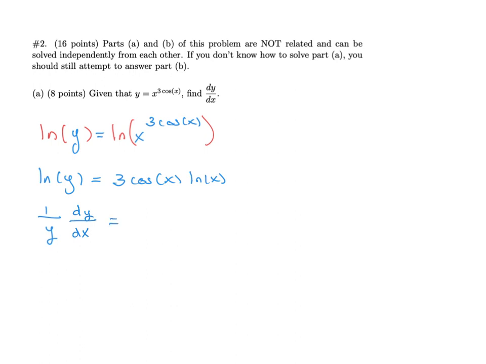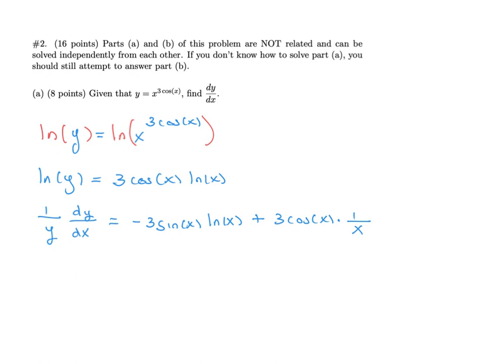On the other side, when we differentiate with respect to x, we have to use the product rule. Now that says we take the derivative of the first, which is minus 3 sine x, and we multiply it by the second. We then add on, we leave the first alone, and then take the derivative of the second, which is 1 over x.